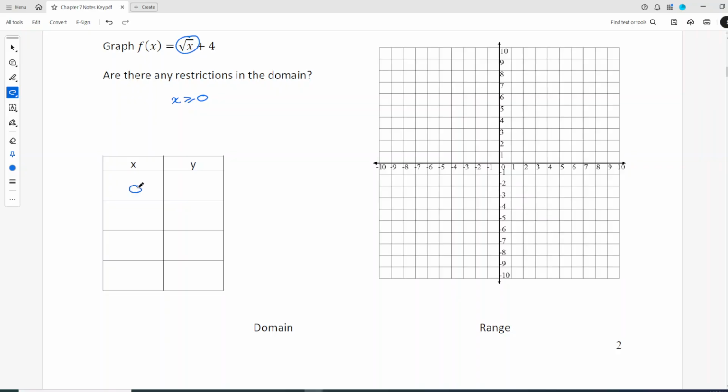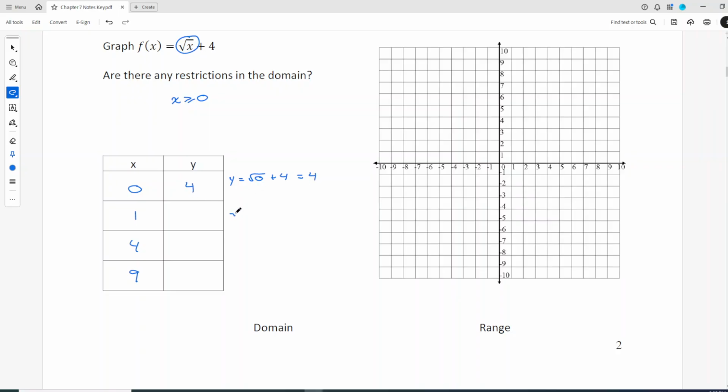So I'm going to pick 0, I'm going to pick 1, 4, and 9. Nothing has changed in my x values. But let's see what happens when we plug those values in for x. I would end up with y equals the square root of 0 plus 4. So now when I take the square root of 0, I get 0, and then if I add 4, I get 4.